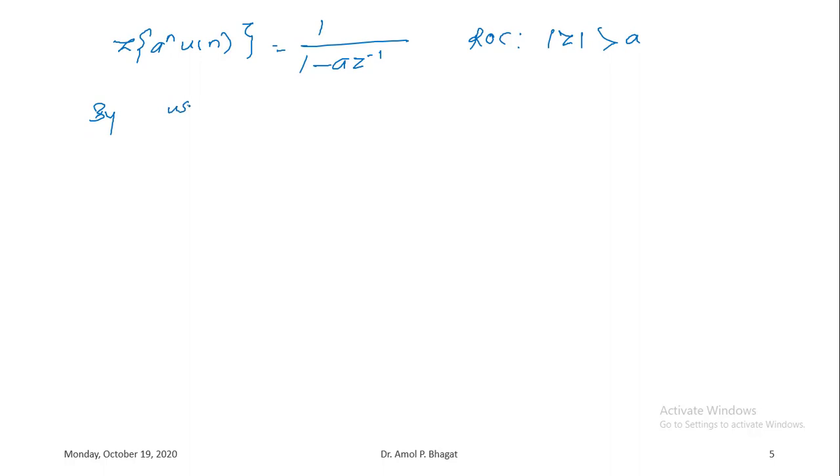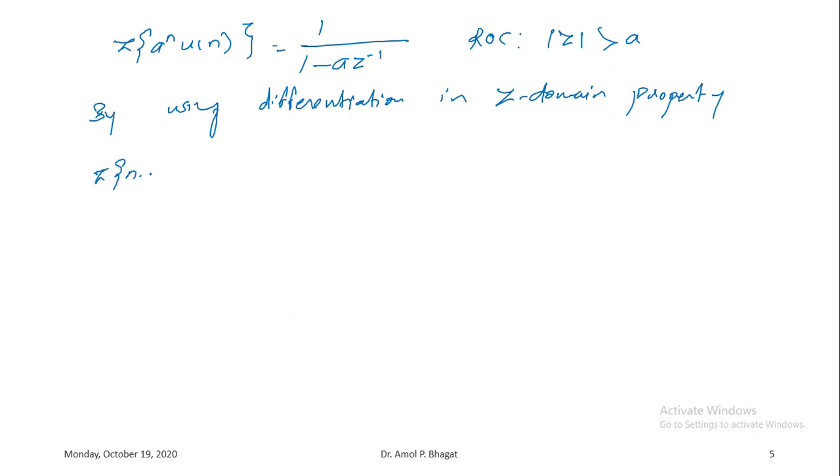So by using the differentiation in z domain property, the z transform of n into a to the power n u of n will be simply minus z into the derivative of this, 1 upon 1 minus a z inverse, with respect to z, right?